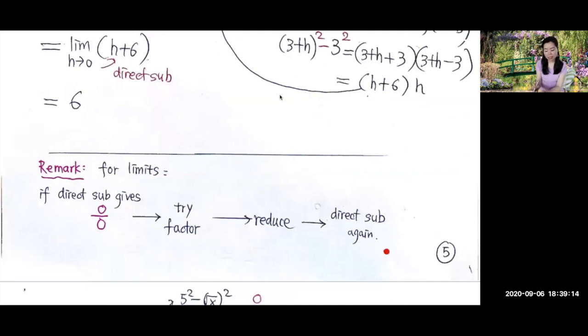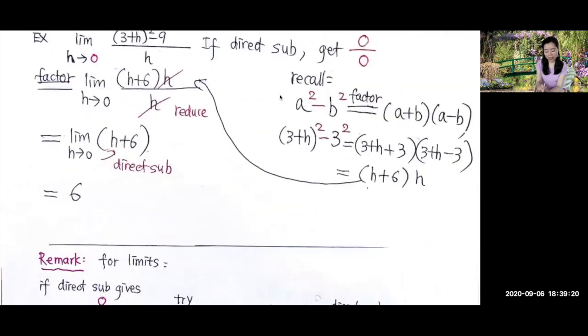So that is something that we observe. So factor and then you reduce, and then you can try direct substitution again.